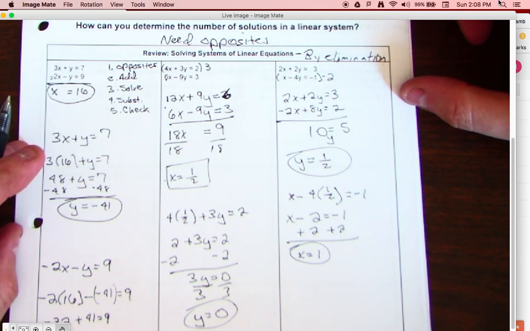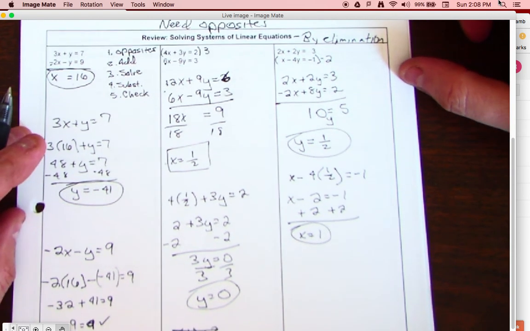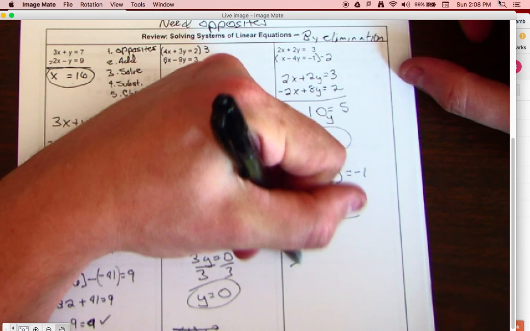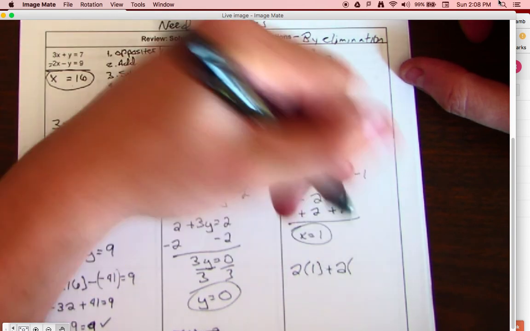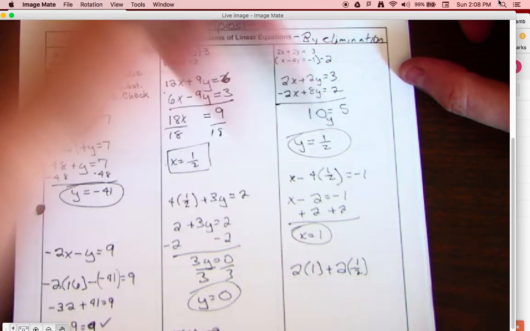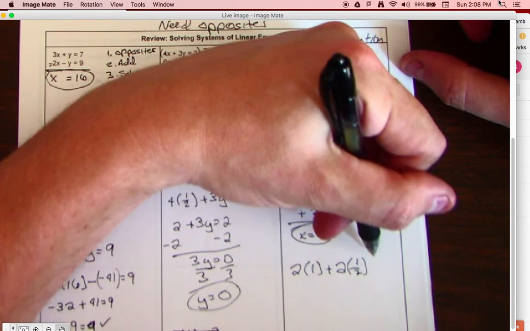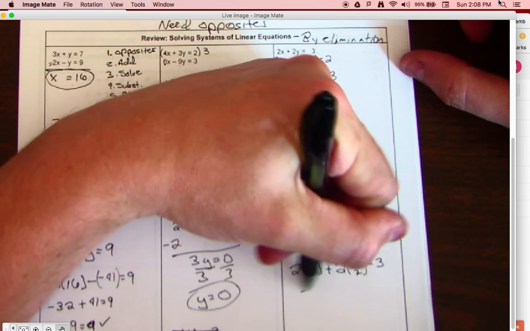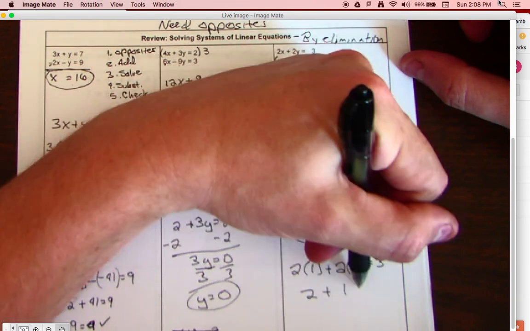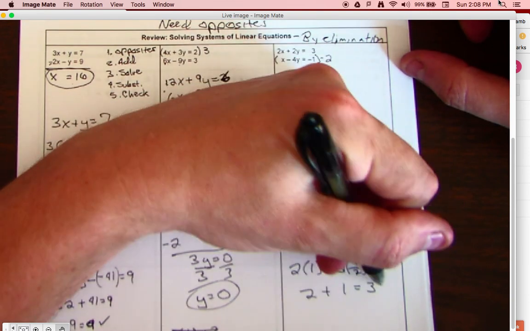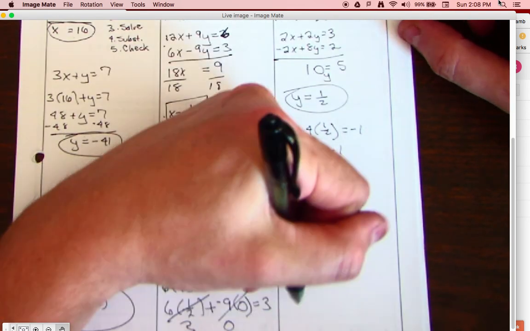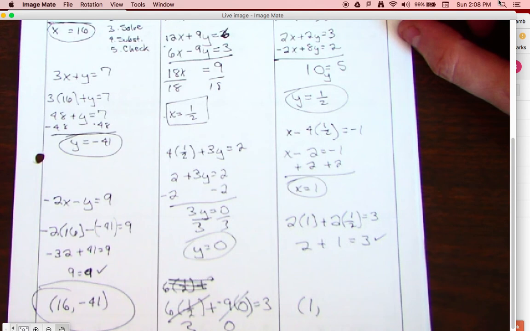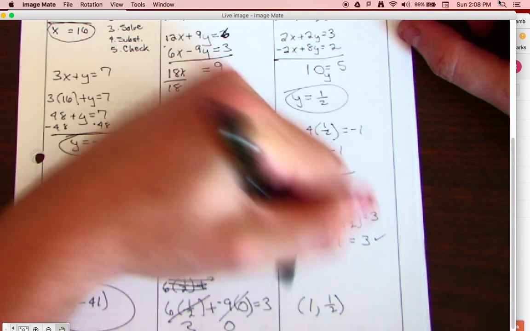I need to verify that, so I'm going to verify that in the top equation. So 2 times x, or 2 times 1, plus 2 times y, which is 1/2. And that should come out to be 3. So this is 2, this is 1. And I think we can see that that's going to work. So final answer, make sure you put your x first, 1, comma, 1/2.